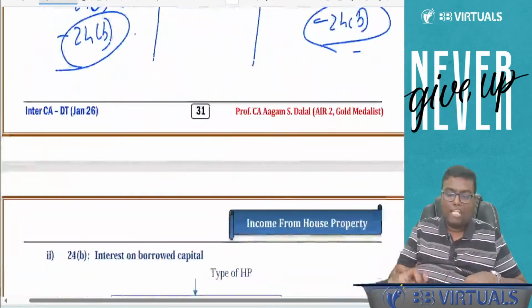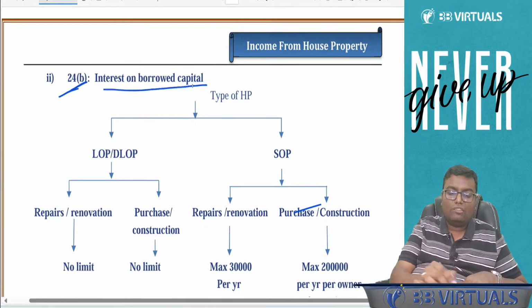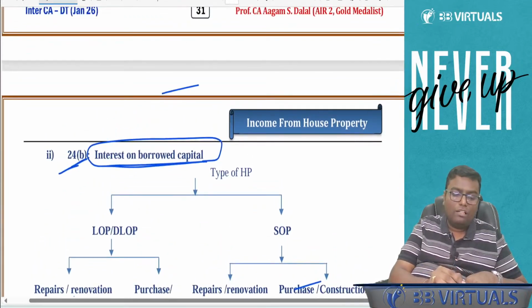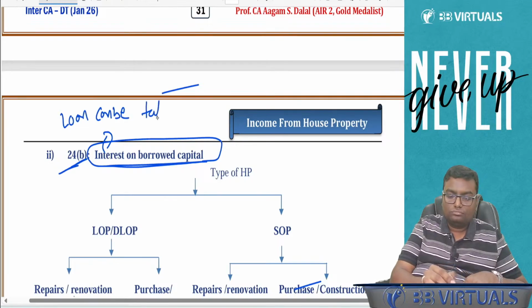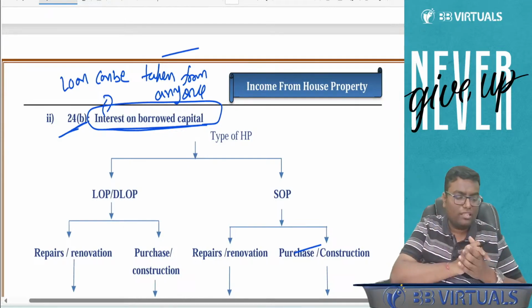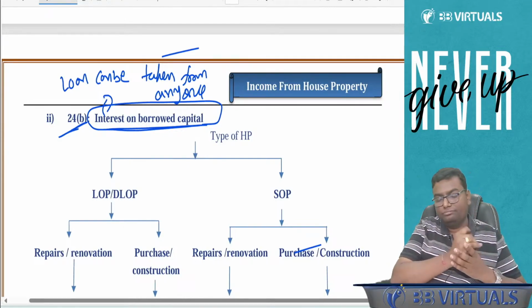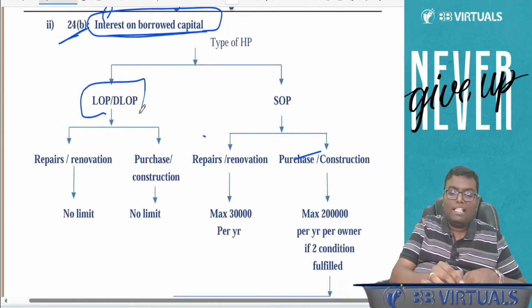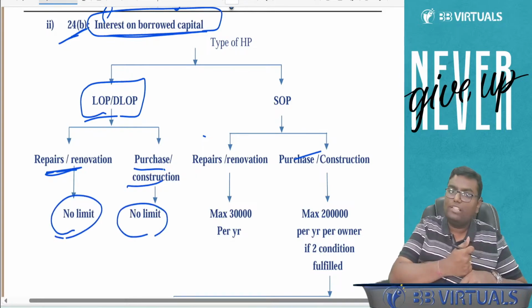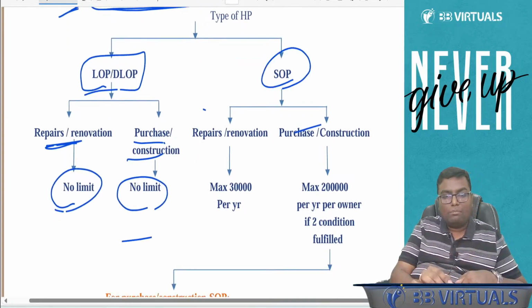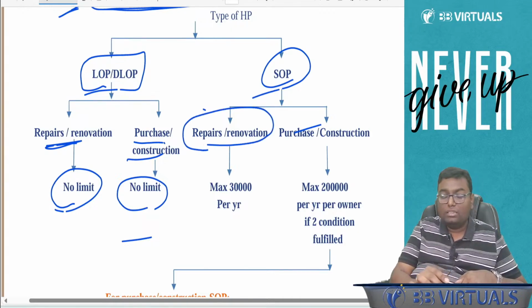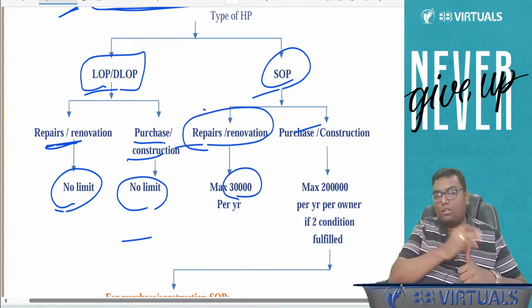Now see the provision which I have written, 24 clause B, interest on borrowed capital. One line you have to add over here: the loan can be taken from anyone. It can be a bank, NBFC, friend, relative, whatever you think fit. If your property is a LOP or deemed LOP, either repair, renovation, purchase or construction, without any limit you will get full deduction. But if it is a self-occupied property and the loan is taken for repair or renovation, every year the deduction will be a maximum of 30,000.